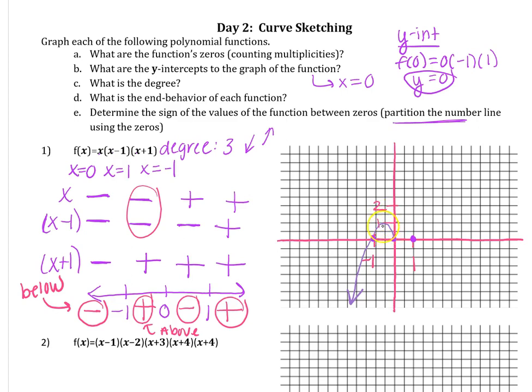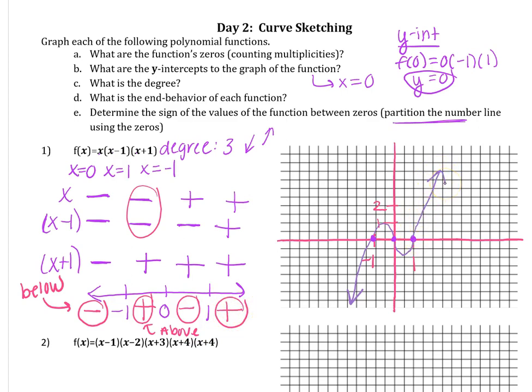I don't know how high up this is. I'm just guessing. And then back down. Okay, now I'm back at the x-axis. Now I'm going to go below the x-axis. And then I got to come back up and hit this 0 again at 1. And then I'm going above the x-axis and finishing.